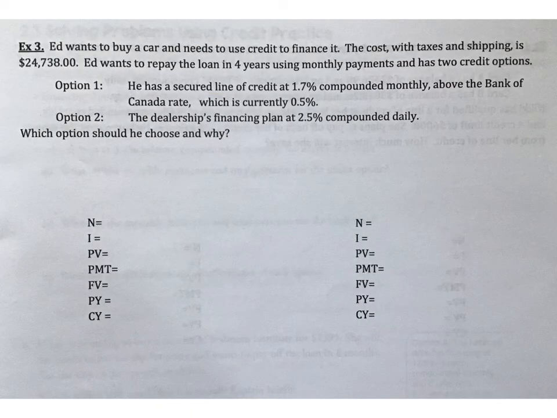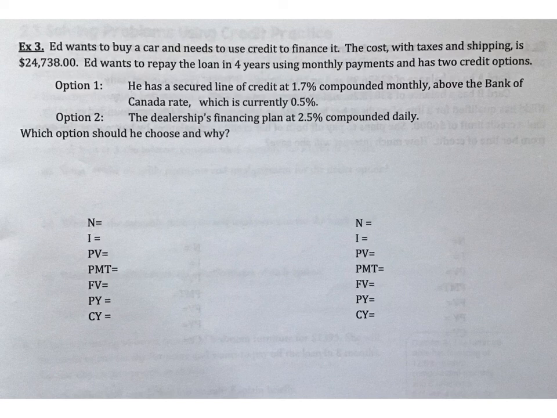Okay, so next example, I know this is really long today, so you might want to do this over a couple of days. Ed wants to buy a car and needs to use credit to finance it. The cost with taxes and shipping is $24,738. Ed's decided he's going to repay the loan in 4 years, so car loans are repaid way faster than house loans because the amount isn't as much. He's going to use monthly payments and he has two options.